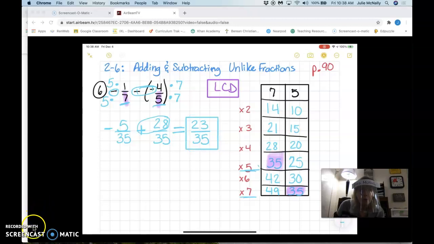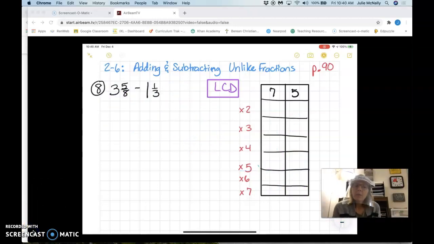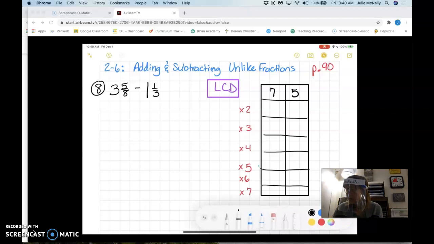We'll be right back with one more. All right, for number 8, we have mixed numbers. That means we have a big number and a fraction together. So we have to change it to what? Do you remember what it's called? We have to change them to improper fractions before we can solve.